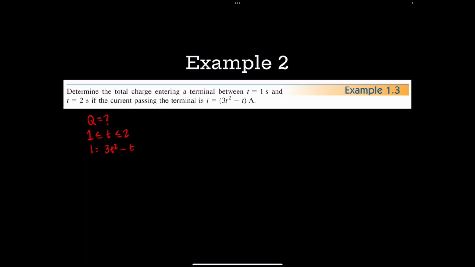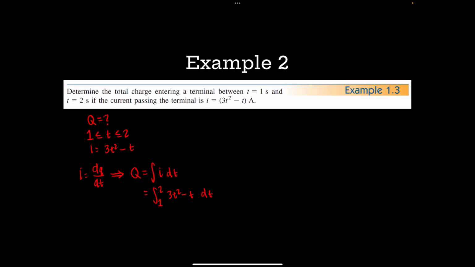We've discussed before that current is the time rate of change of charge. In this case, we want to find the total charge. Therefore, we have to rearrange this derivative to find that the total charge is equal to the integral of I dt. We know that I is given in the question, and the integral will be from 1 to 2. So I is 3t squared minus t dt.